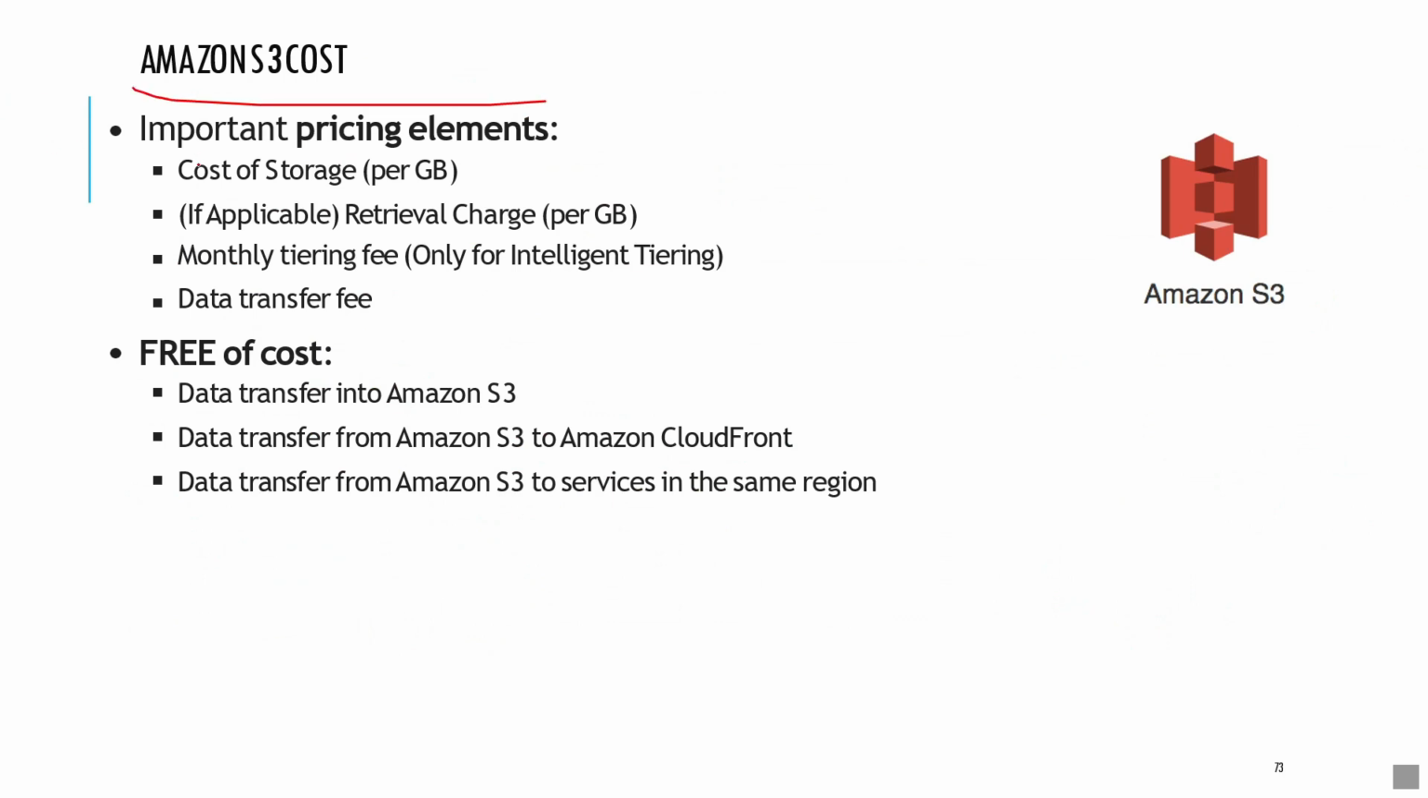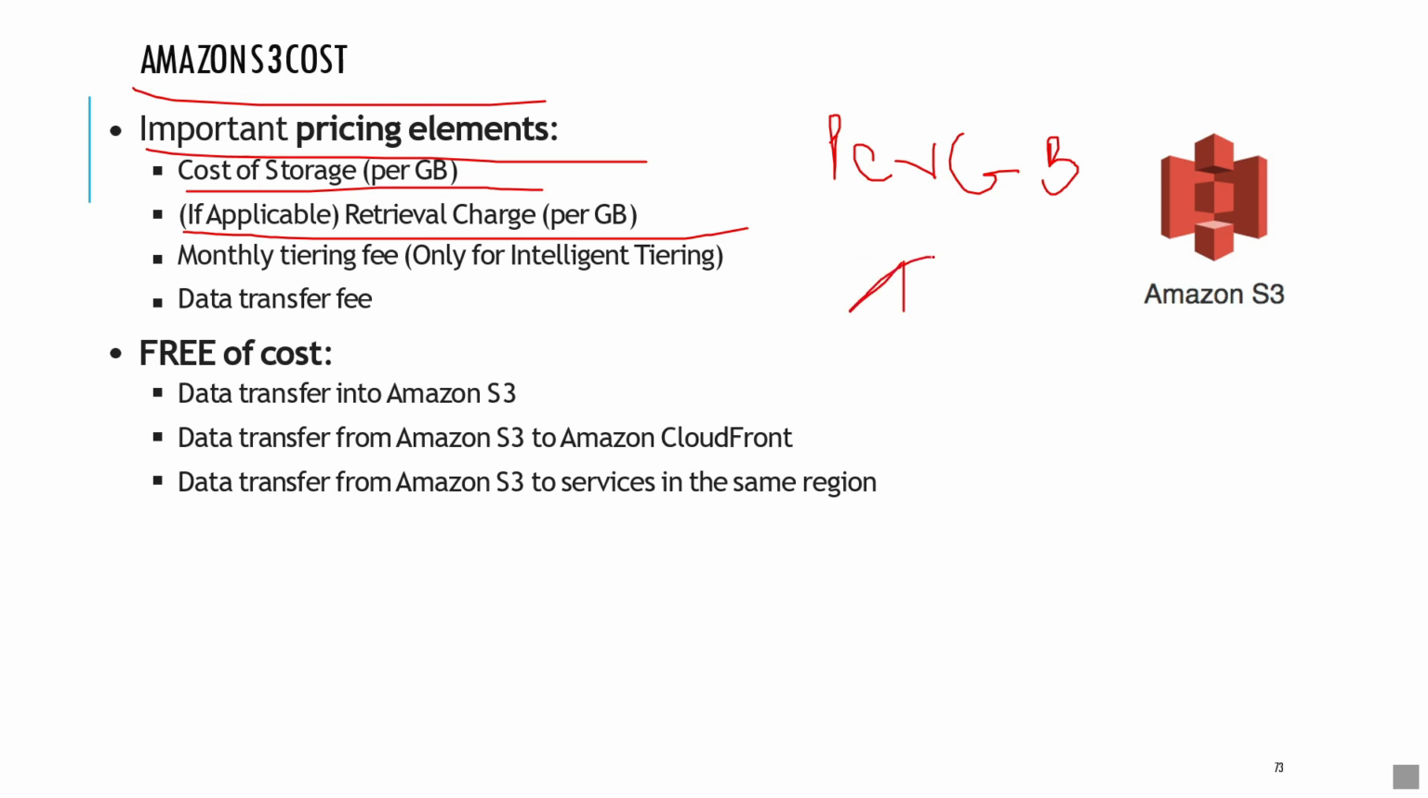Amazon S3 cost. The important pricing element of Amazon S3 depends on the cost of storage per GB, and the retrieval charge. If we are retrieving our data in minutes, then the cost is high. If we want to retrieve our data in hours, then the cost is less. Monthly tiering fees apply only to the Intelligent-Tiering storage class. The data transfer is free.